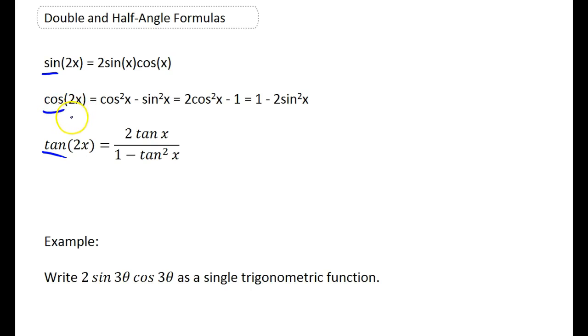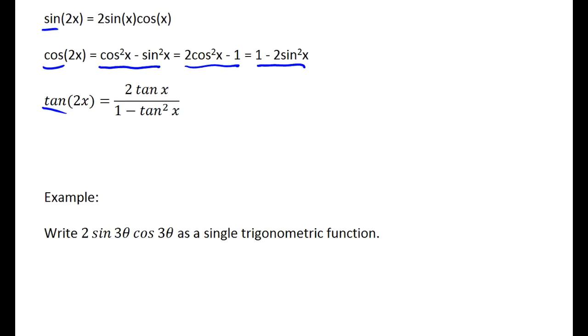Now for cosine of twice an angle, we have three choices. We can either use this formula or that one, or that one. Any one of those three will work for you. And then finally, for tangent of twice an angle, it's 2 tangent of the angle over 1 minus tangent squared of the angle. All right, so how can we use these?